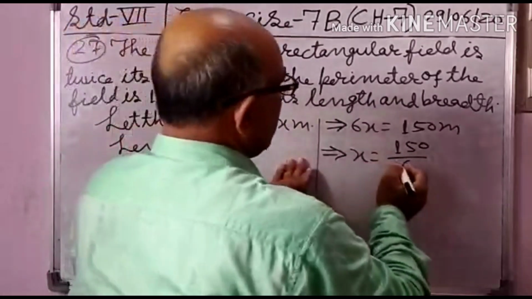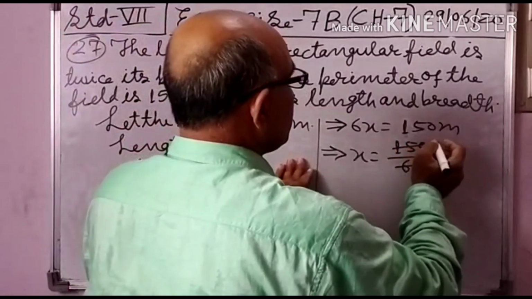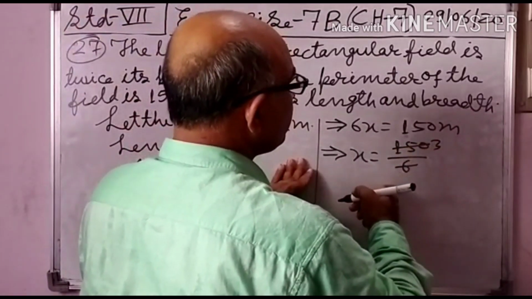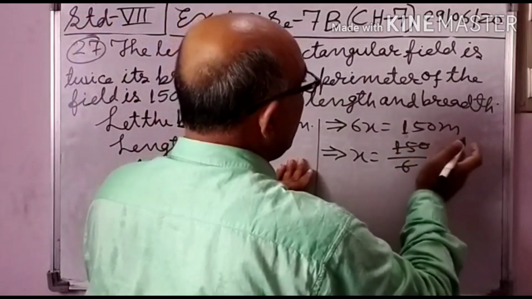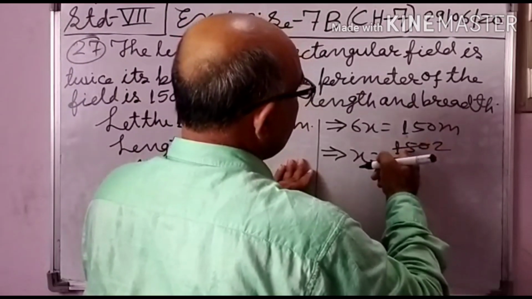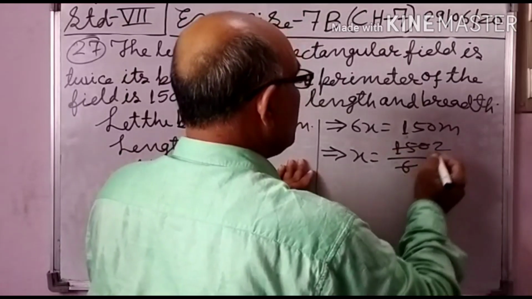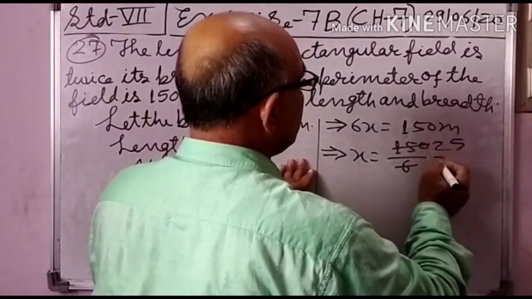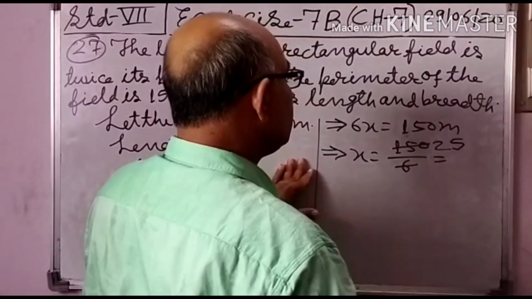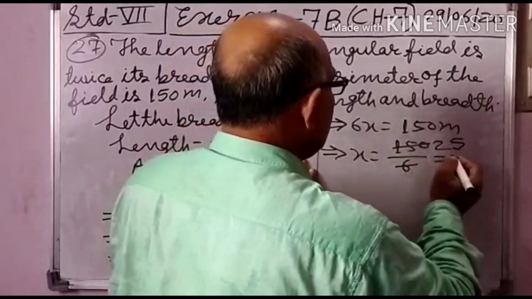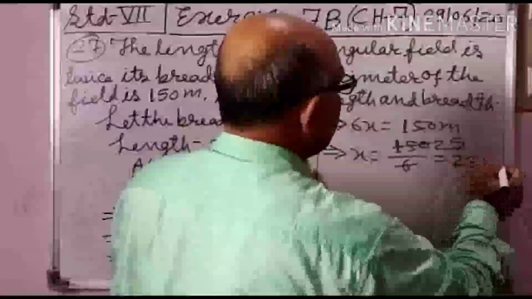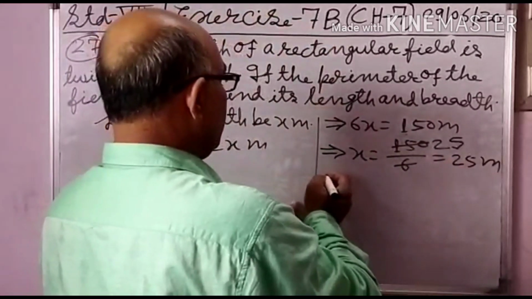150 divided by 6: 6 twos are 12. Remainder 3, 3 and 0, 30. So 6 fives are 30. So 25 meter. The value of x is 25 meter.